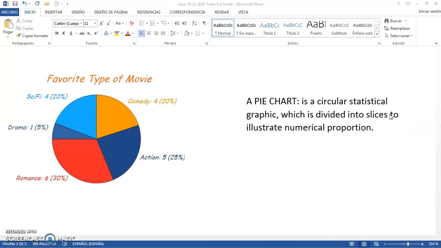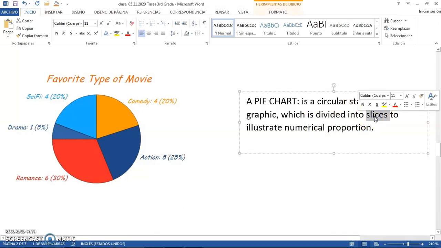The next one is called a pie chart. It's a circular statistical graphic which is divided into slices to illustrate numerical proportion. Slices, rebanadas.